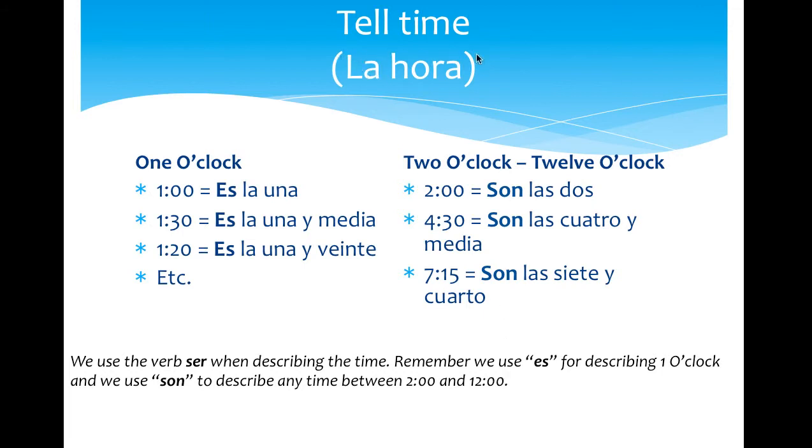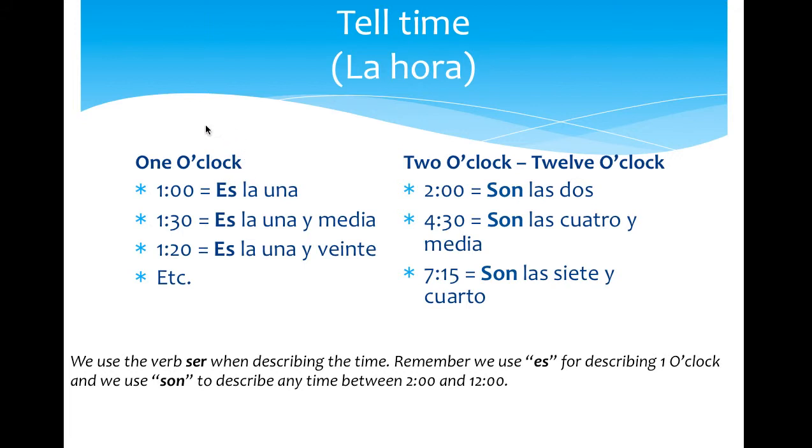Telling time in Spanish, la hora. So with telling time in Spanish, let's go down here to the bottom where we see a brief explanation. We use the verb ser, meaning to be, when describing the time. This is something we looked at very briefly before. We remember that we're going to use the third person conjugation es for describing 1 o'clock, and we use son to describe any time between 2 o'clock and 12 o'clock.